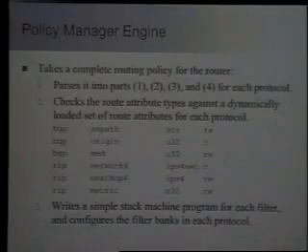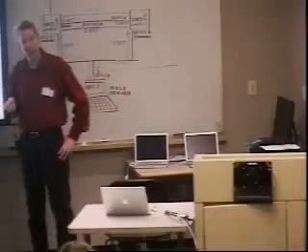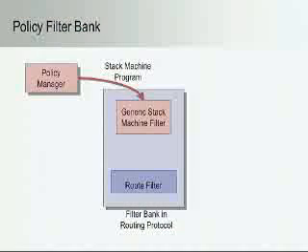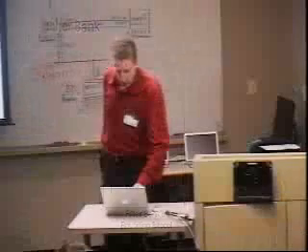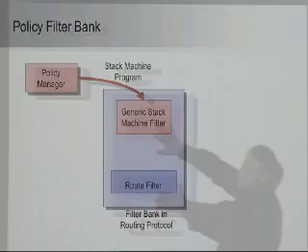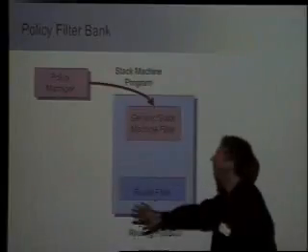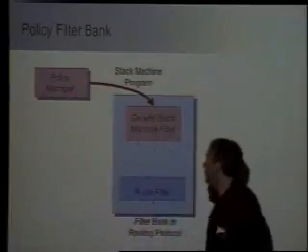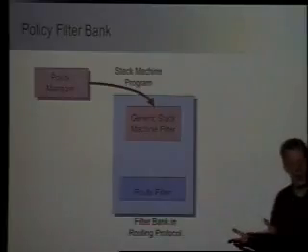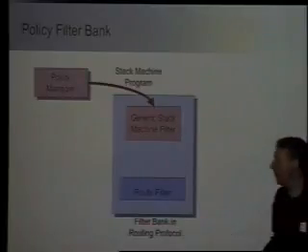And basically what it then does is to write a simple stack machine program for each of those filters. There's a very simple programming language that it writes, and it downloads that program into those filter banks. So here we go, the policy manager in one of these filter banks in one of the protocols, and it looks the same no matter which of the protocols we're actually in. It has this generic stack machine filter, which is actually going to do all the work. A route's going to come in, we're going to run a little program over it, and it's going to do some work, and then the route's going to go on.